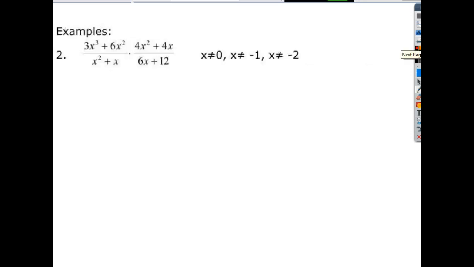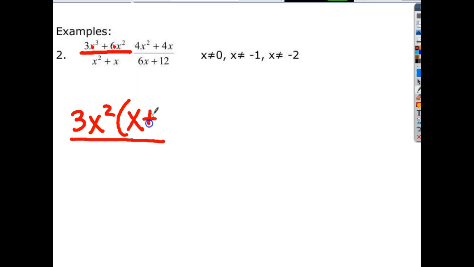In problem number 2, this very first numerator right here, what factors out of that numerator? 3 and 6. What divides 3 and 6? Well, 3. And you see they both have an x squared or higher. If I take this and divide it by 3x squared, I have an x left. 6 divided by 3 is 2. The x squareds would cancel out. That's the first numerator.